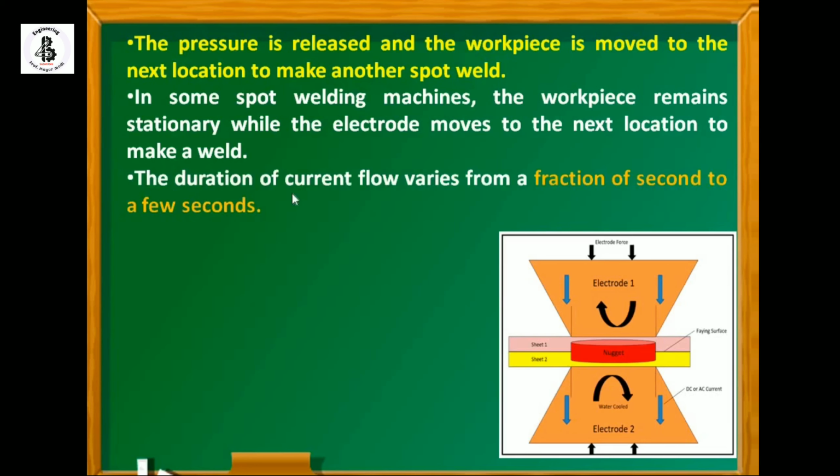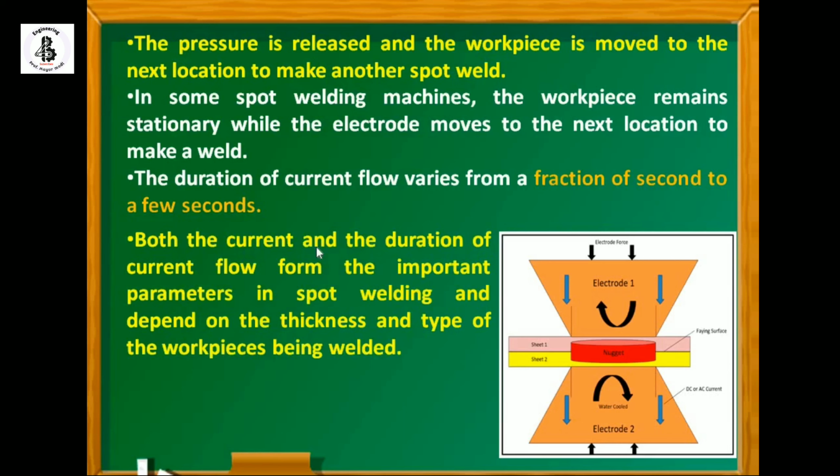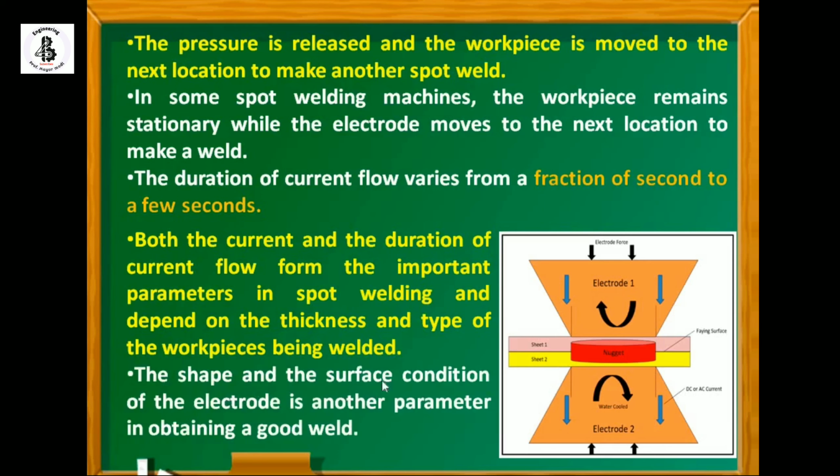The duration of the current flow varies from a fraction of a second to a few seconds. Both the current and the duration of the current flow are important parameters in spot welding and depend on the thickness and the type of the workpiece being used for welding. The shape and the surface condition of the electrode are other parameters for obtaining a good weld. Basically, sometimes a point contact, a flat contact, or some other complex shape is used for the electrode.